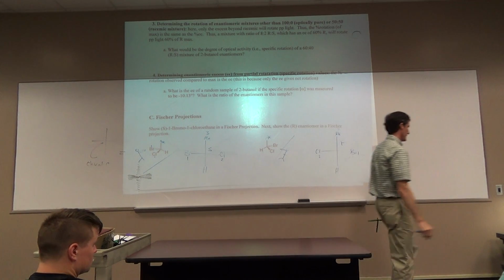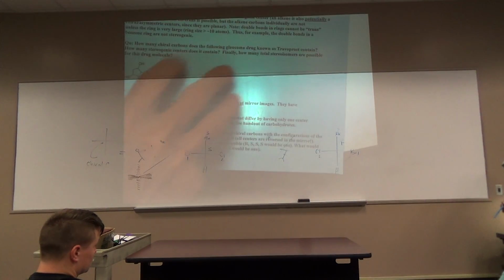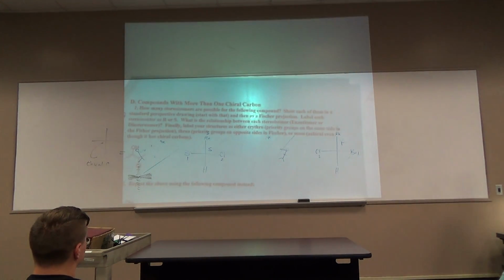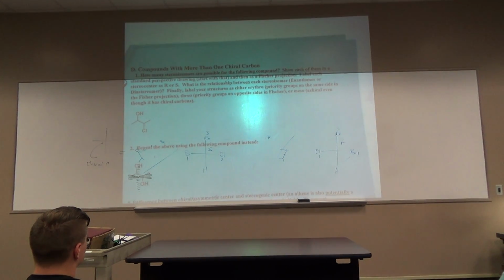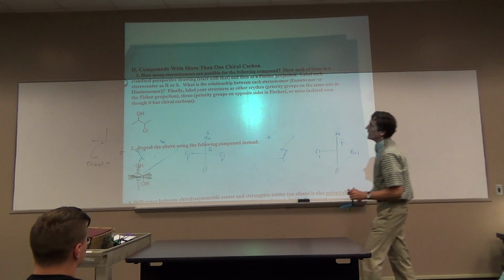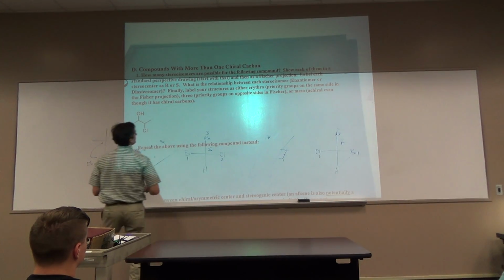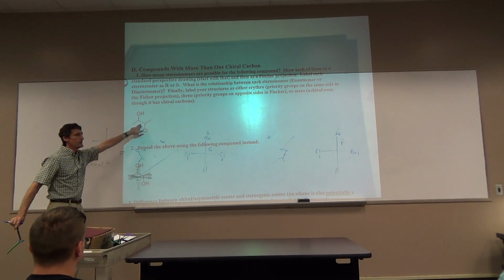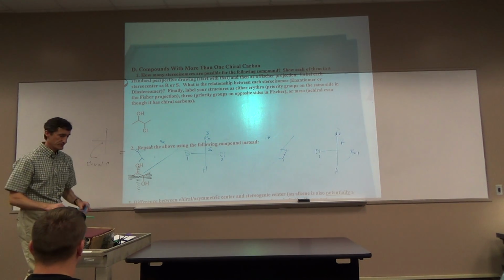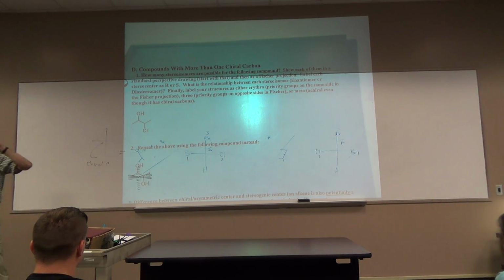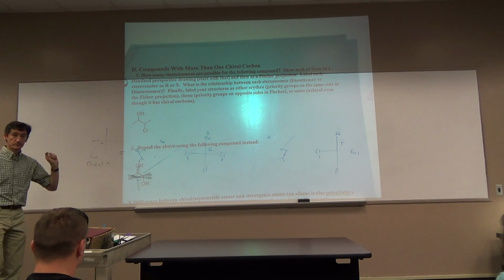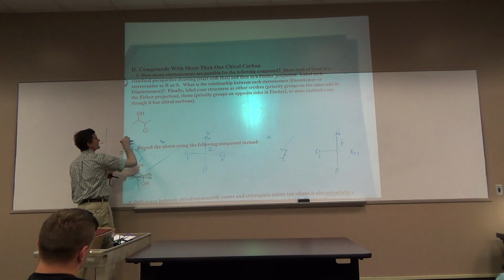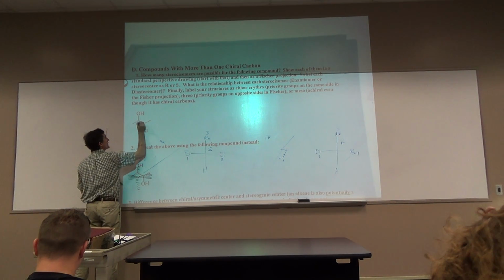Let's see what's on the next page. Compounds with more than one chiral carbon. How many stereoisomers are possible for the following compound? Here, how many stereoisomers possible? Four. For the previous compound, there was two. How many possible here? First off, how many chiral carbons? Two. Two chiral carbons.